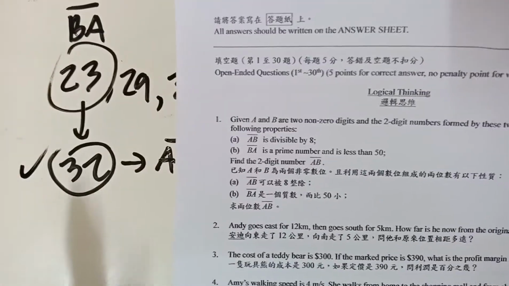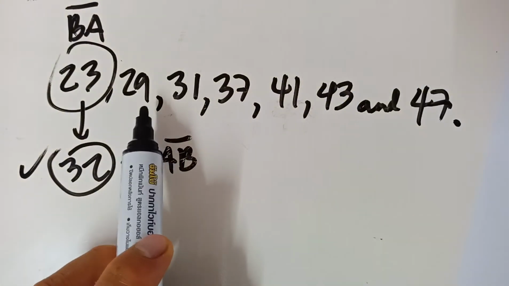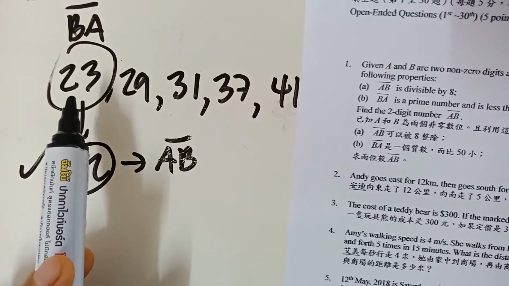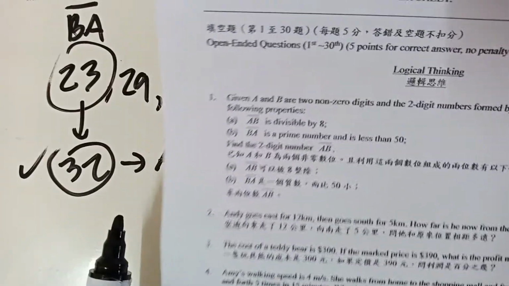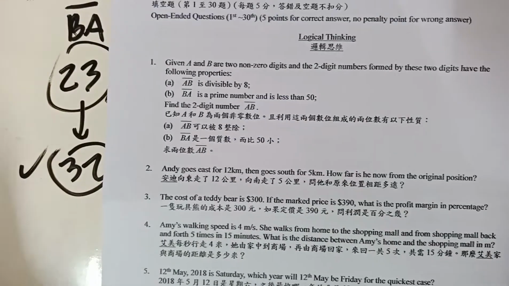So 32, not 23. Okay? Because the other numbers do not satisfy the first property. Only the first number here, 23, when you flip it over, will give 32, and that is divisible by 8. And that is the answer for the first problem. Now let's go to the second problem.